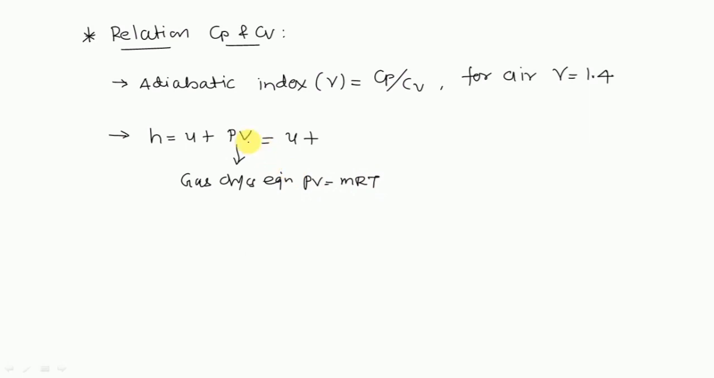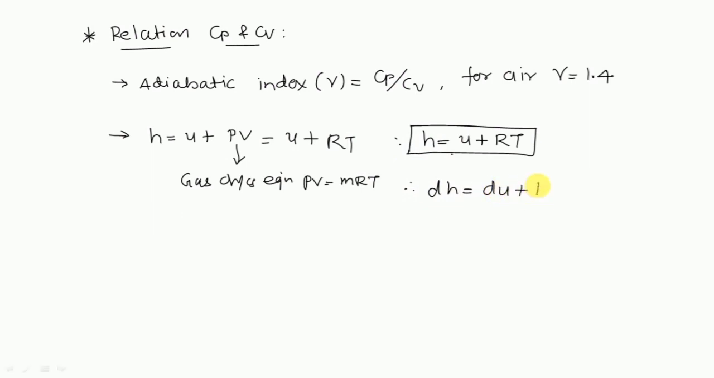So we can write over here, instead of PV we can write H is equal to U plus RT. Here we establish one relation, H is equal to U plus RT. Now if we differentiate this equation, then we can write dH is equal to dU plus R (R is constant) into dT.